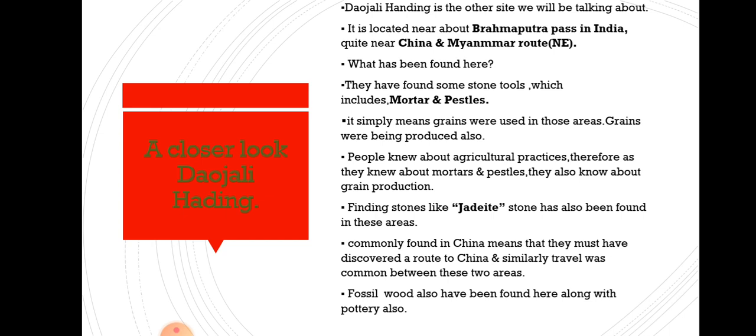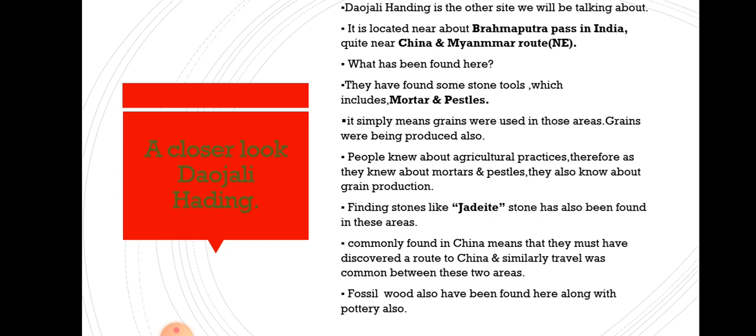Another unique type of stone called jadeite has also been found in the areas of Daojali Hading. Jadeite is a type of stone commonly found in China, which means they must have discovered a route from Daojali Hading to China, because it is near the Brahmaputra Pass, quite near the China and Myanmar border. Similarly, they may have traveled to China or parts of Myanmar at that time, and these routes might have been used by traders of that time for travel or trade.